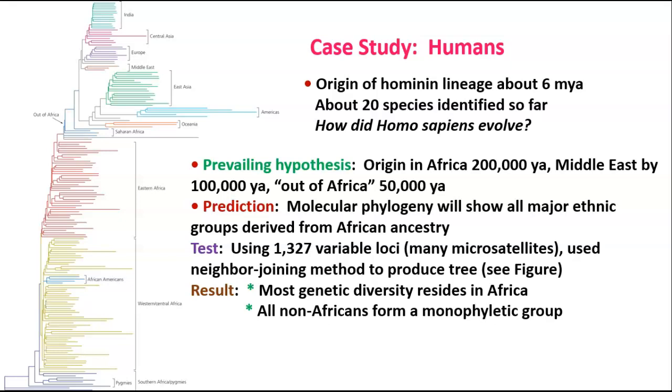So the prevailing hypothesis was that Homo sapiens originated in Africa about 200,000 years ago, maybe a bit longer. This is based on fossil data. We got to the Middle East by about 100,000 years ago. We came out of Africa essentially 50,000 years ago, spreading into Europe.